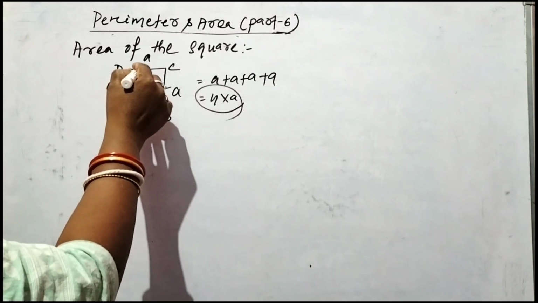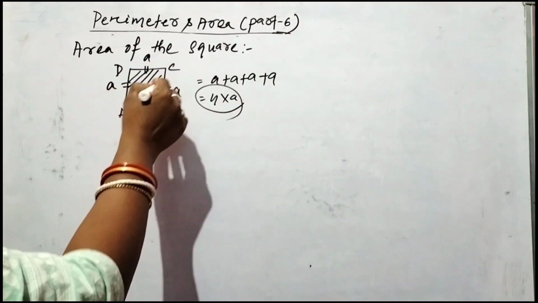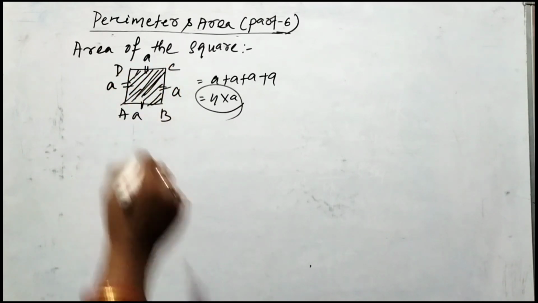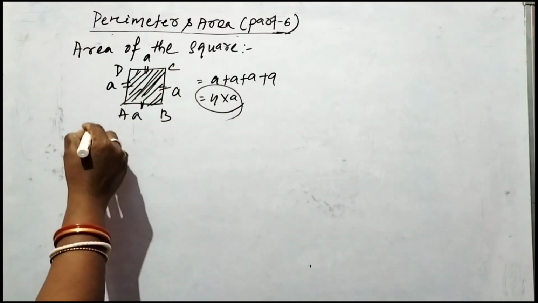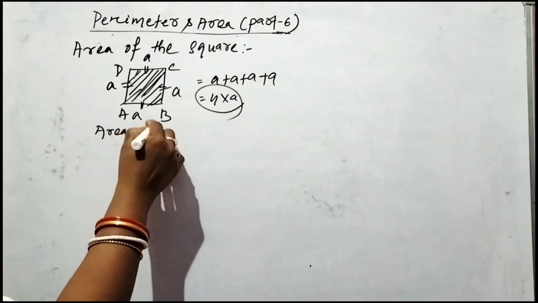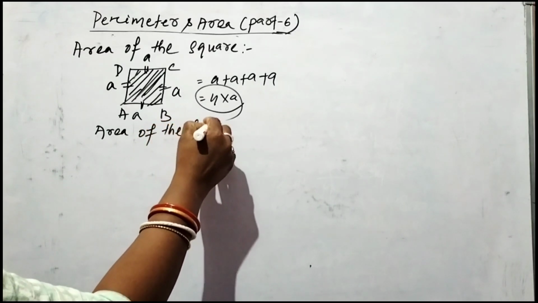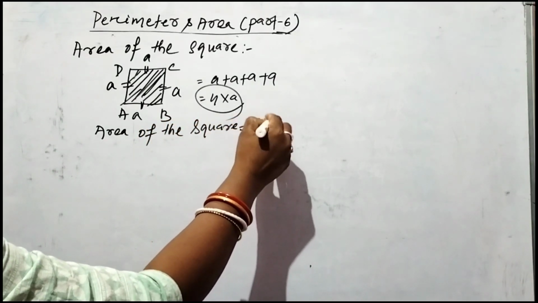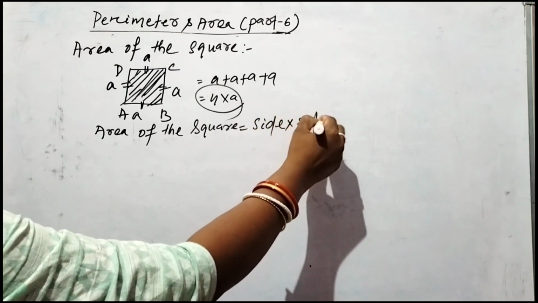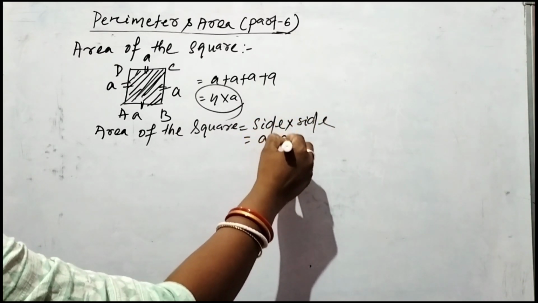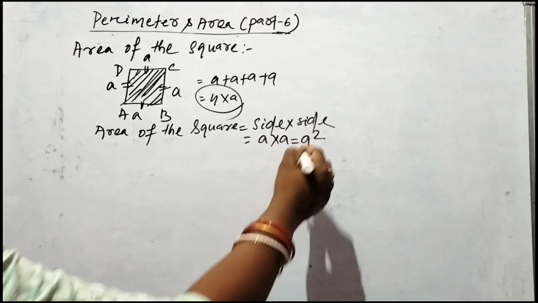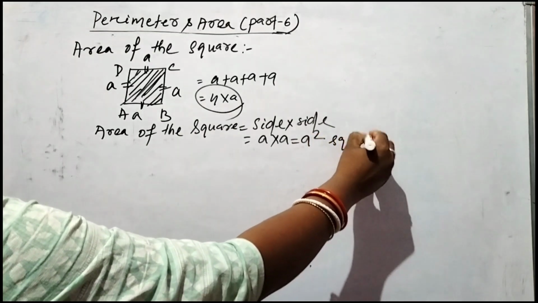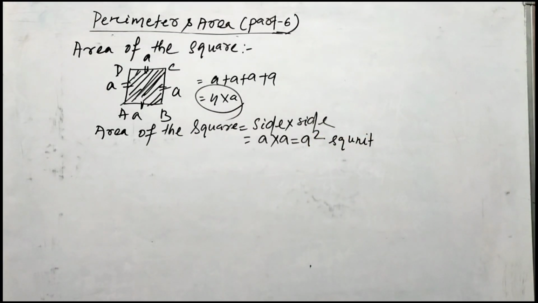But area means the portion, the region enclosed by a closed figure, is known as the area. Then how do you find the area of the square? Area of the square is side into side. That means A into A is equal to A square, so the unit is square unit. This is the formula you can use to find the area of the square.